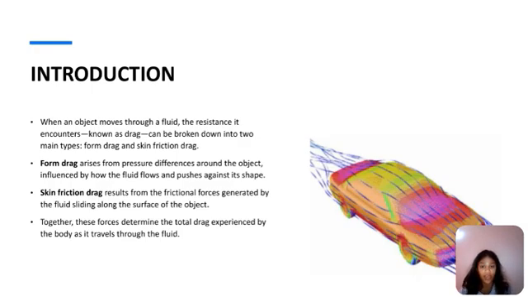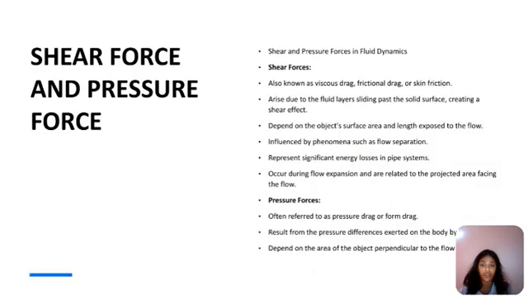Now, what is form drag? Form drag arises when the pressure difference around the object is influenced by how fluid flows and pushes against its shape. Whereas skin friction drag results from the frictional forces generated by fluid sliding along the surface of the object. And together this is referred to as the drag that a body experiences while traveling through the fluid.